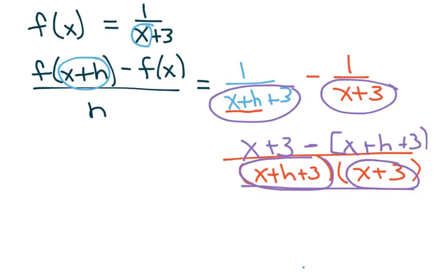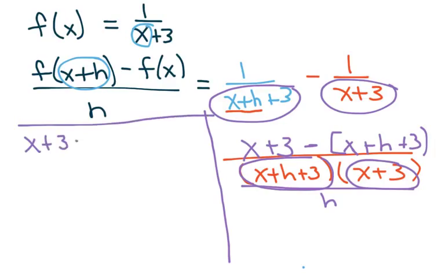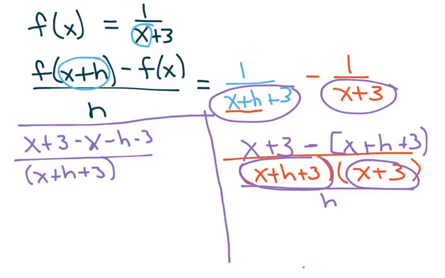Now, we clean the numerator up a bit. This is all over h. So let's move back over here. So we have x plus 3 minus x minus h minus 3 all over x plus h plus 3 times x plus 3, all divided by h, which is this. I'll go ahead and divide it by what? H. So clean this all up.